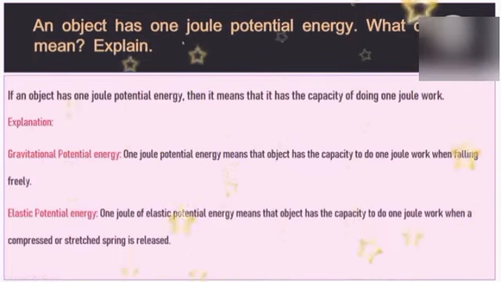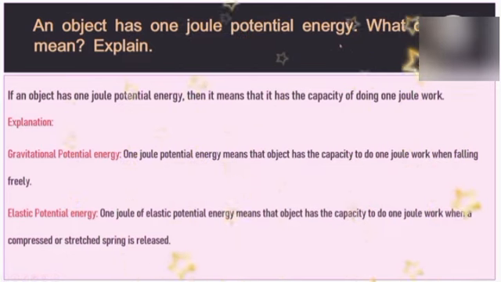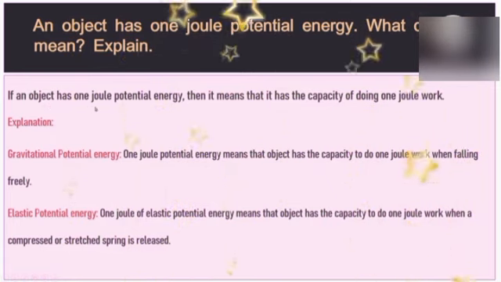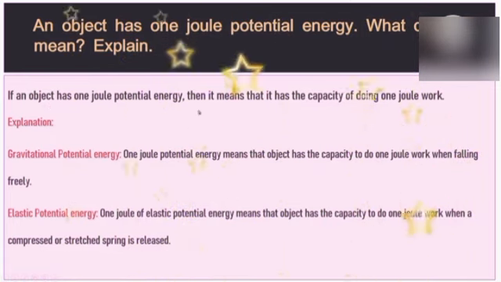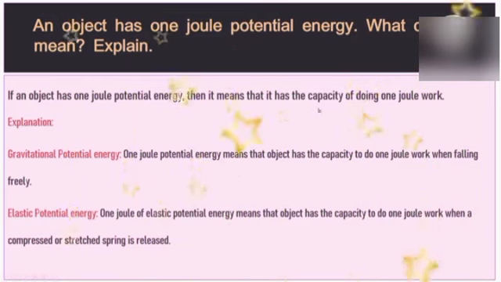An object has 1 joule potential energy. What does it mean? Explain. If an object has 1 joule potential energy, then it means that it has the capacity of doing 1 joule work.